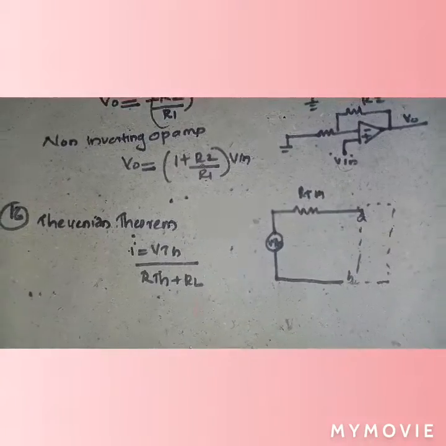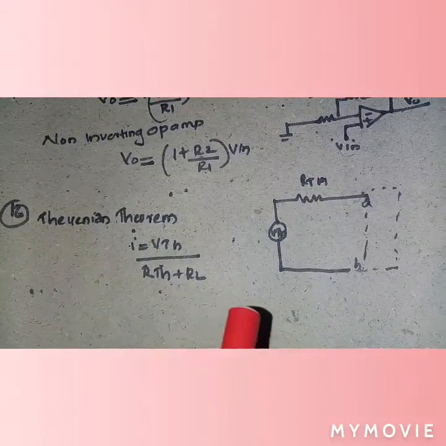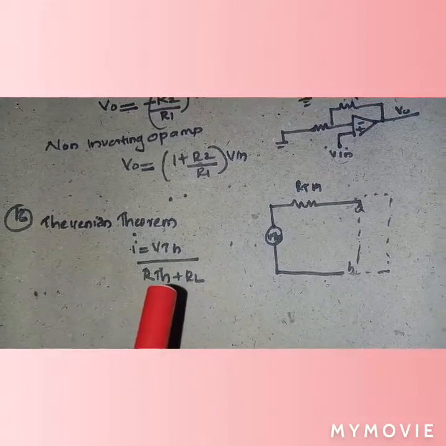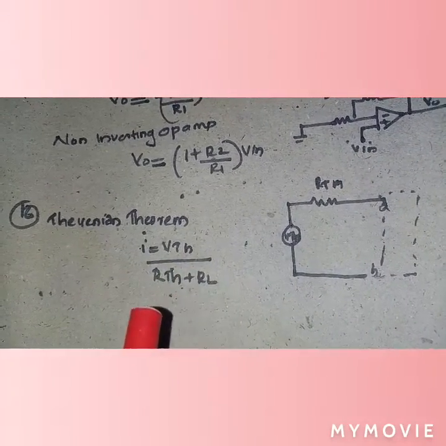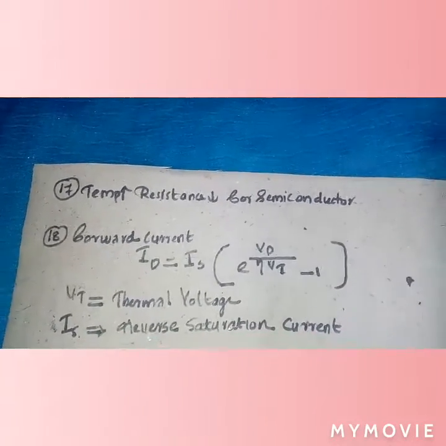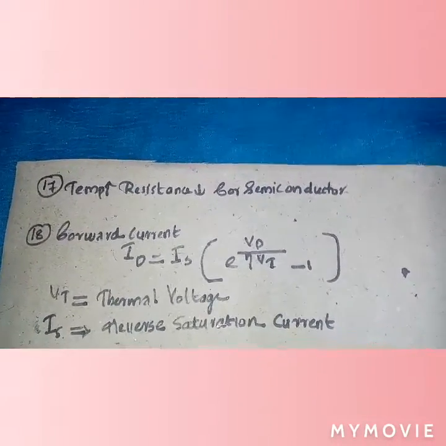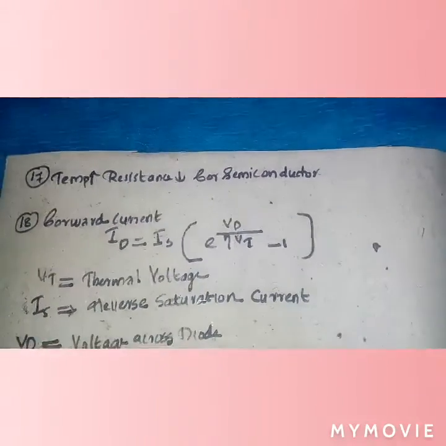Okay. Consider the Thevenin's theorem. Current I is equal to VTH divided by RTH plus RL. RL is the load resistance. VTH is the Thevenin voltage. RTH is the Thevenin resistance. For a semiconductor device, we know that when temperature increases, resistance decreases, that is negative temperature coefficient.